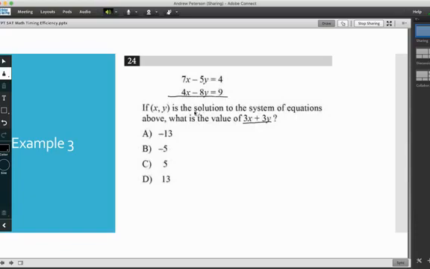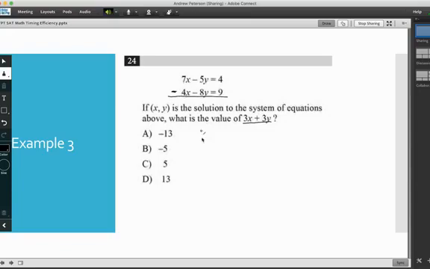We've been given a system here. But rather than adding, notice if we add, we'd get 7 plus 4, we'd get 11x. And then we would get negative 13y. Well, we're not looking for 11x minus 13y. We're looking for 3x plus 3y. Okay, so maybe it's not addition. Maybe it's subtraction. Okay, well, let's check this out.